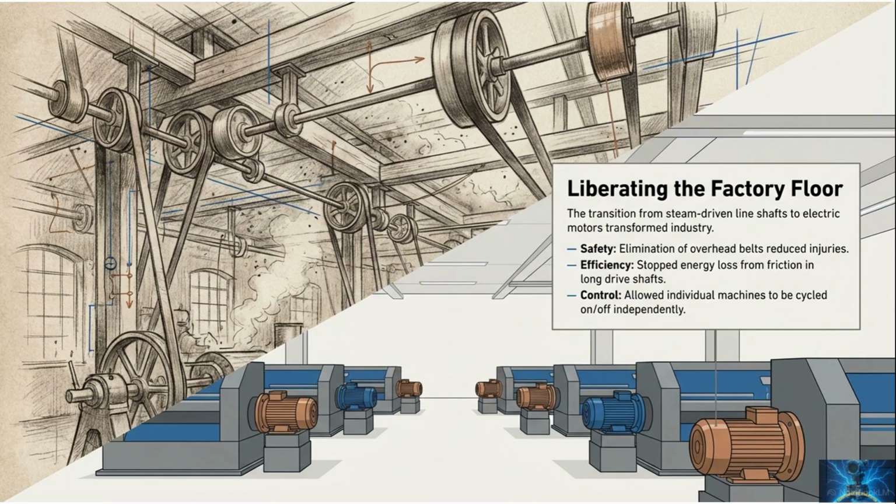Historically, electric motors changed industrial layout and safety. Instead of one prime mover driving line shafts and belts everywhere, motors allowed machines to be powered more locally and controlled independently. The key impact: better control, reduced mechanical hazards, and easier scaling of factory systems. This slide is a nice reminder that motors aren't just components, they're infrastructure for how industry organizes work.